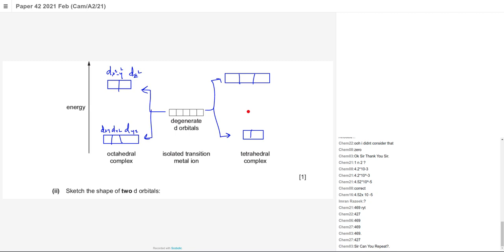And then for the tetrahedral complex, this is dx squared minus y squared and dz squared, dxy, dyz, dxz, right? This is how the tetrahedral complex splits. So what is in between the axes is what goes to a high level in tetrahedral, and what is on the axis is what goes to a high level in octahedral, because the ligand comes to attack with the lone pair. What's on the axis goes to a high level because the lone pair on the ligand repels the dx squared minus y squared and dz squared orbitals to a high level.